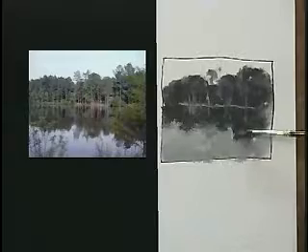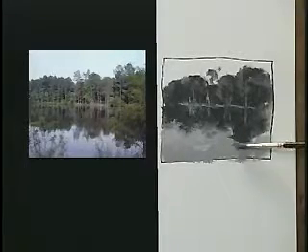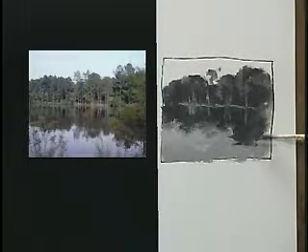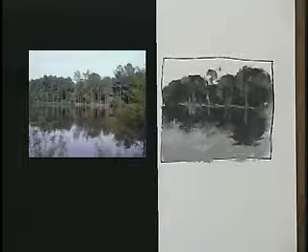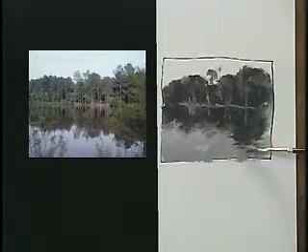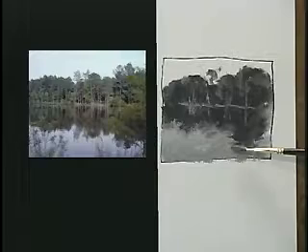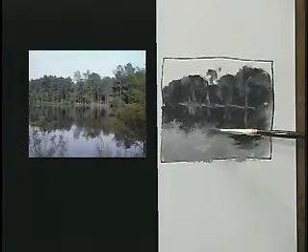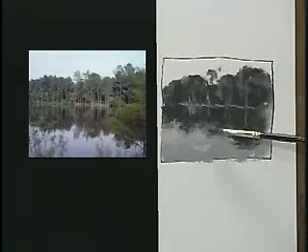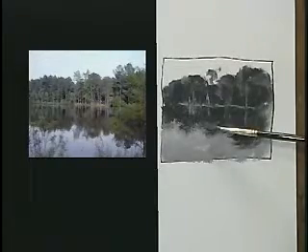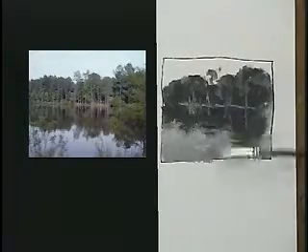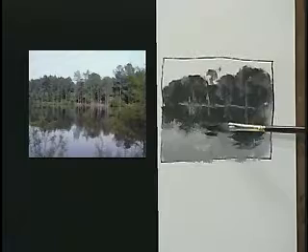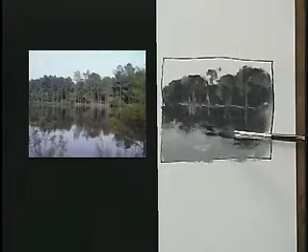Notice something else. The lower edge of the reflection is broken up by the surface movement of the water. This may be the only way to indicate the water surface, but it is an important one. Also, the contour of the reflection of the treetops is diffused and soft. Never reflect an exact duplicate of what is above.